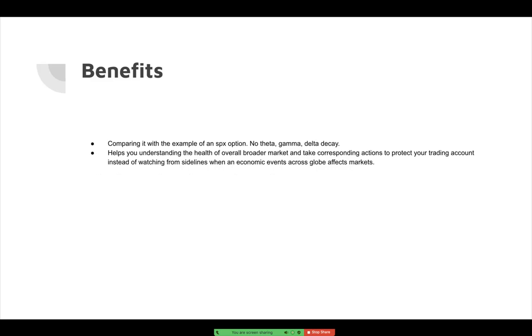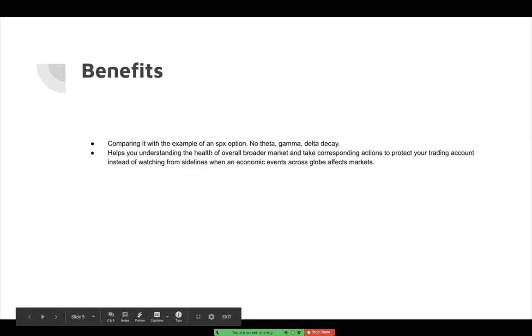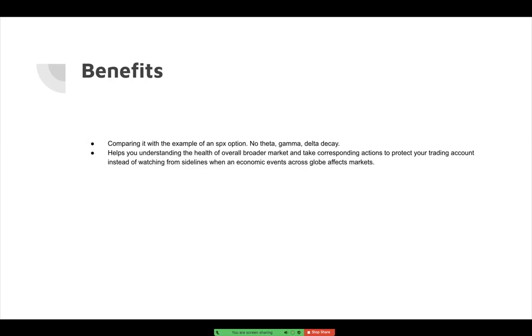Even ES also has options at different brokerages, but this meeting covers specifically the ES futures contract, not the options. The benefit of trading ES is that it does not have any time decay, gamma decay, or volatility decay. So that's one good thing.